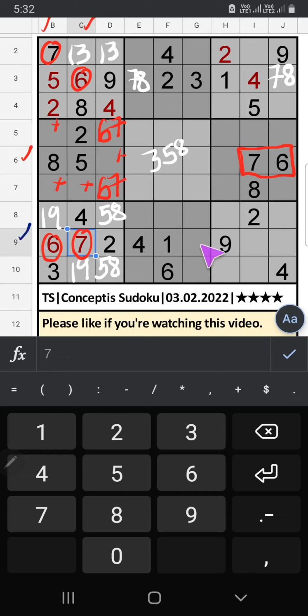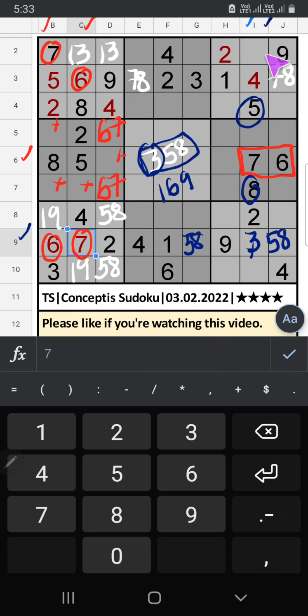9th row, 3 numbers are remaining: 3, 5, 8. Column I, we have 5 and 8. So 5 and 8 can't come in this cell. It will come in any one of the cells. Then only one number is remaining: 3. 3 is confirmed here. 5 and 8 will confirm later.